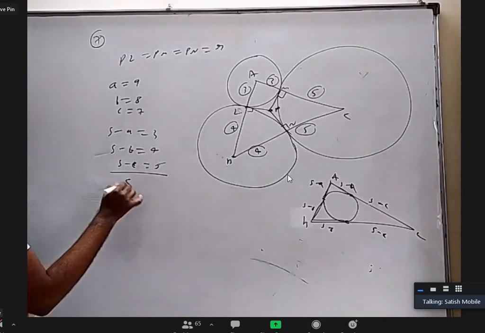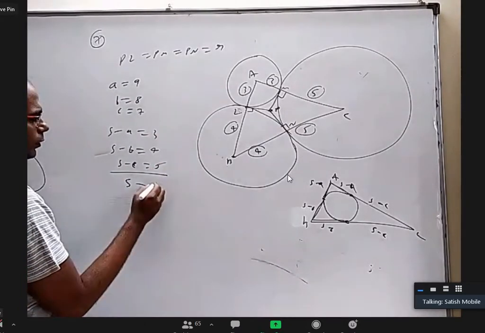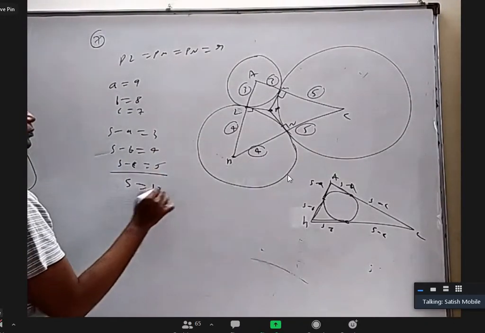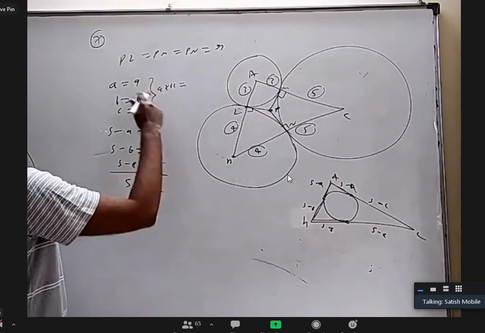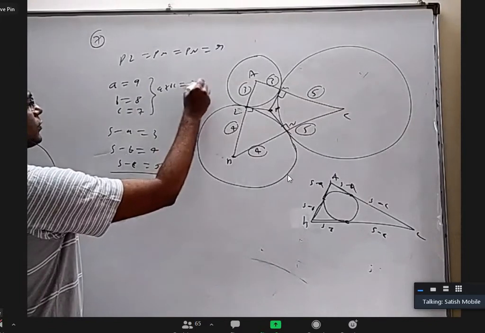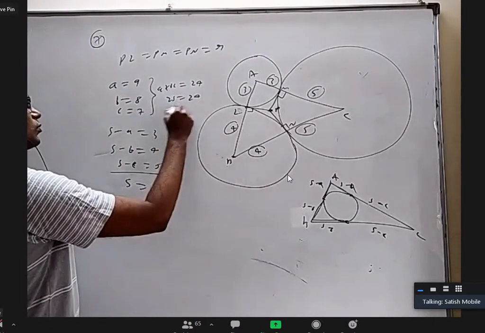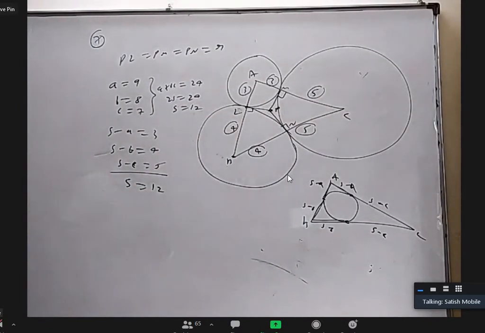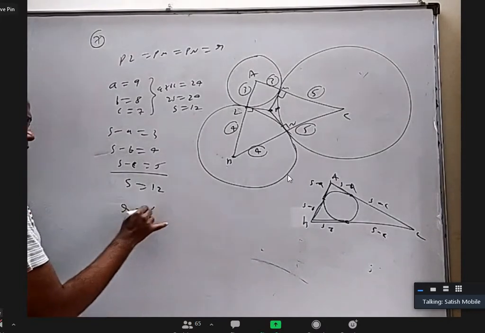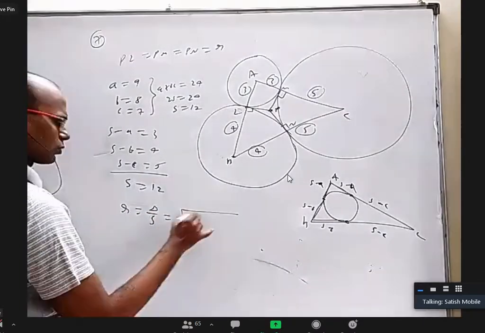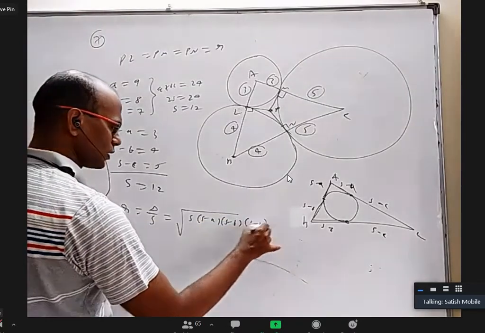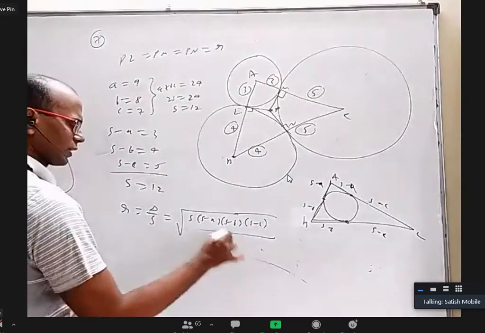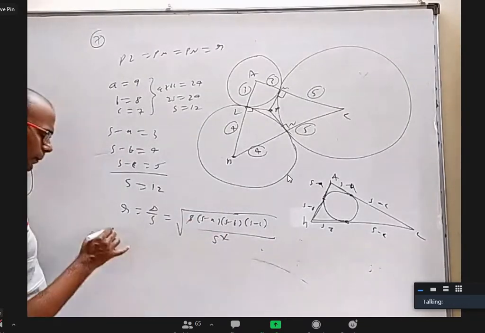When I add them, I'll get S is equal to 5 plus 4 plus 3, 12. If I add this also, I'll get A plus B plus C is equal to 24. That is 2S equal to 24, S equal to 12. Either way it is same. Now small r equal to delta by S, which is root over s into s minus a into s minus b into s minus c, by S. Under the S, I can write S square and cancel this.